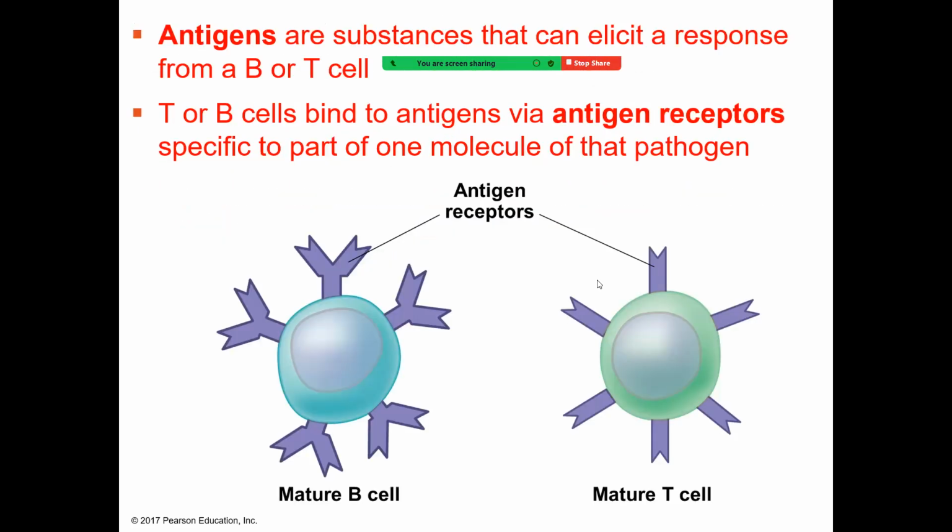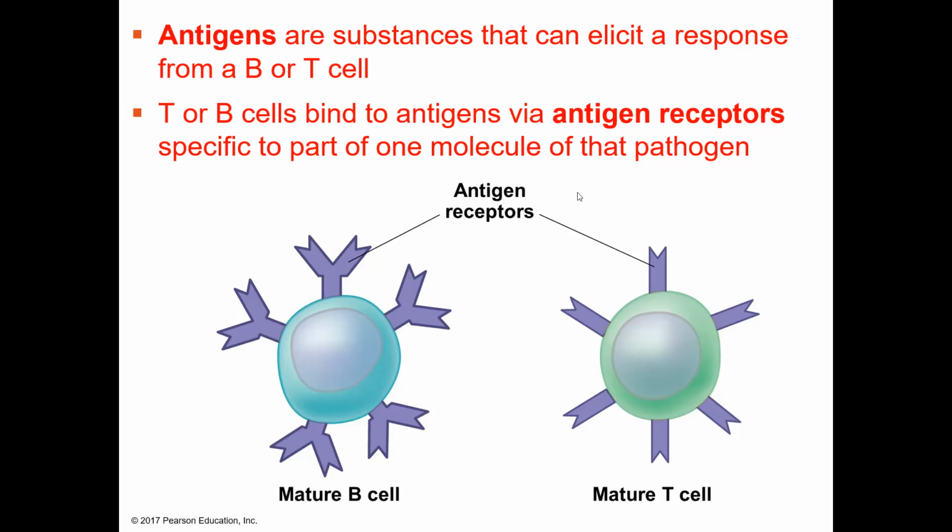So some other general definitions that we need to know for our immune system response are antigens. Antigens are substances that can elicit a response from a B cell or a T cell. And antigens can be anything, really. Antigens could be pieces of food, pieces of pollen, or pieces of dirt. In the case of things that could be pathogenic, they would be potentially things on the surface of bacterial cells or proteins on the surface of a virus.